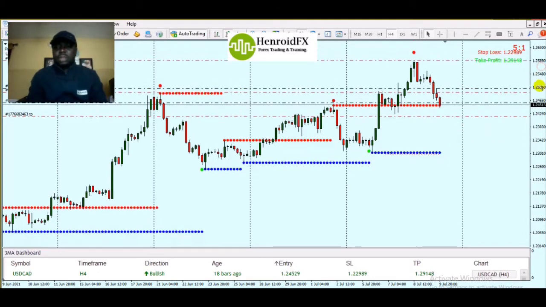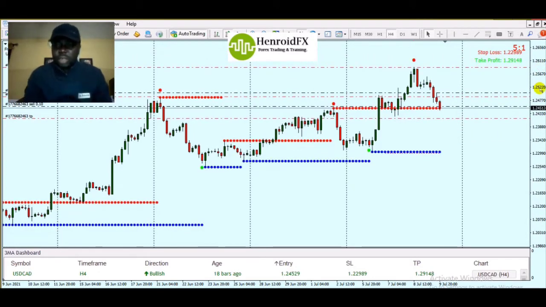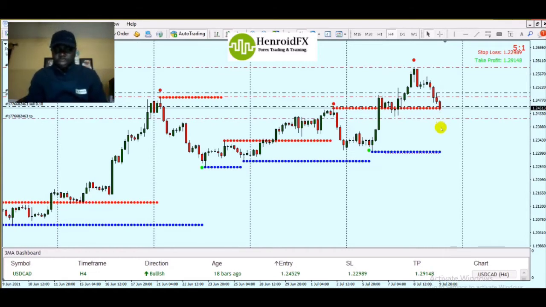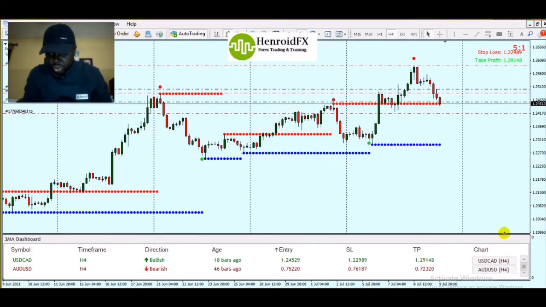So that's that. You can decide. For me, I will advise you take profit at 1.29148. Stop loss should be around 1.24159. So that is that. You can take advantage of that. Let's see the second one.